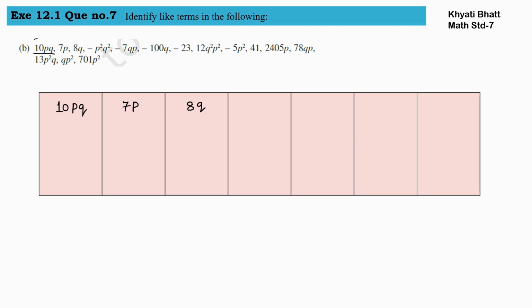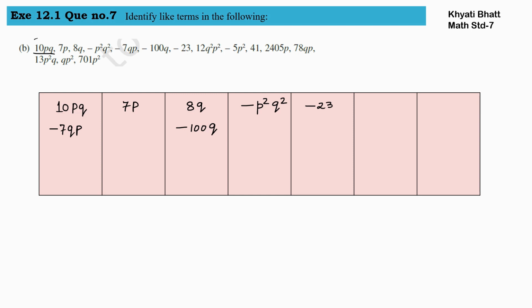Then comes minus P square Q square. So we are mentioning minus P square Q square. Then minus 7QP. So that we can write it over here, minus 7QP. Then comes minus 100Q. So that we can mention it here, minus 100Q. Then comes minus 23 and there is no variable along with that, only a constant is there. So we are writing separately.